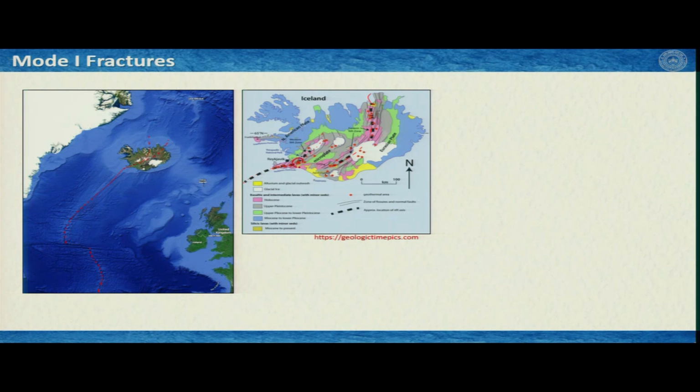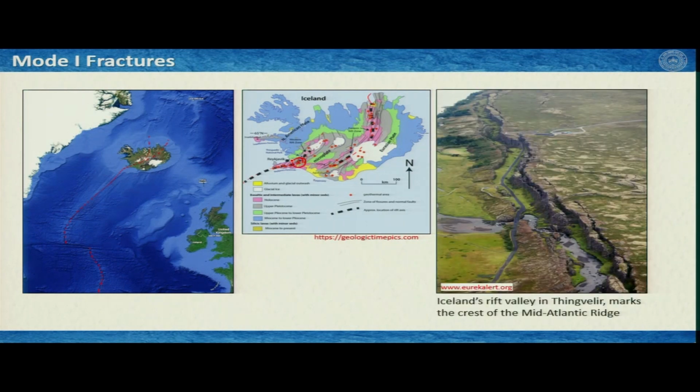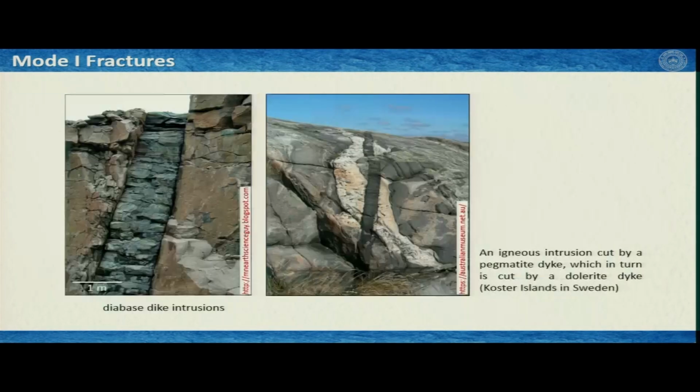If I take you somewhere here, then you see it is like this, and this is essentially a mode 1 fracture where it is rifting this side and this side. So, you see a space is being created, a river or whatever is flowing through this, and this is Iceland's Rift Valley that actually marks the crest of the mid Atlantic ridge, and this is essentially an expression of mode 1 fracture. In the field scale, yes, we see dikes, and these are one of the classic examples of mode 1 fractures.